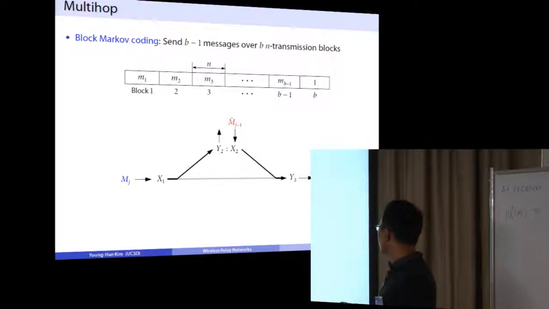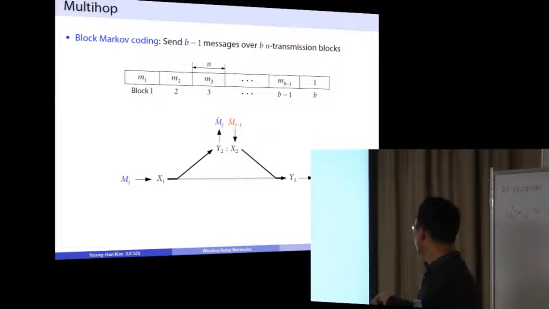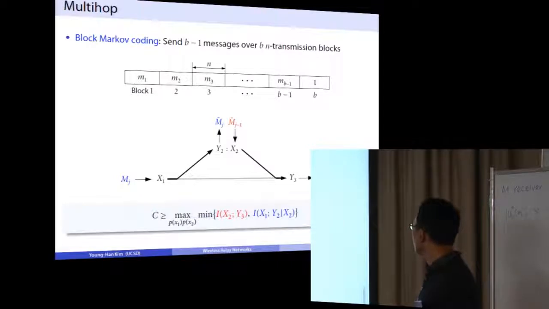In block J, node 1 transmits MJ, right? And at the same time, node 2 transmits MJ minus 1, the message in one step before, okay? And by the end of the block, the relay can recover MJ, which will be transmitted in the next block, and node 3, the receiver, recovers the previous block's message. Okay, so this is how we do the coding.